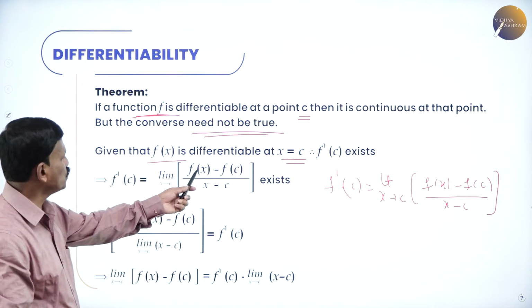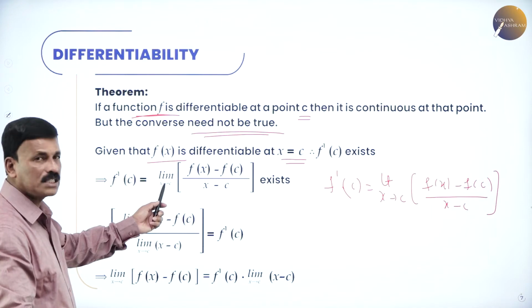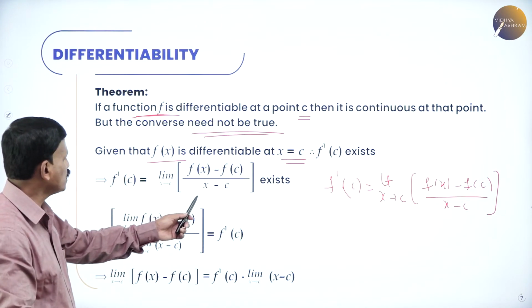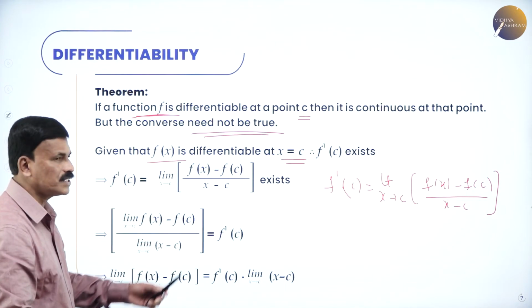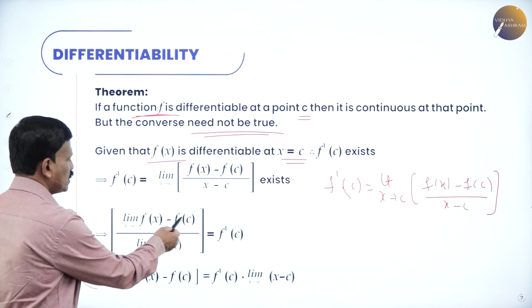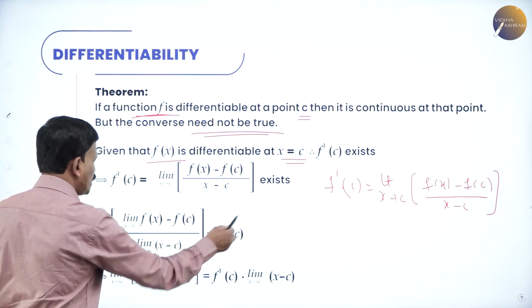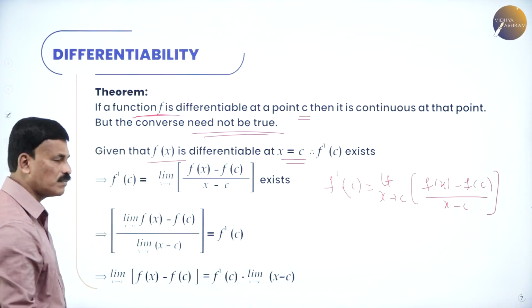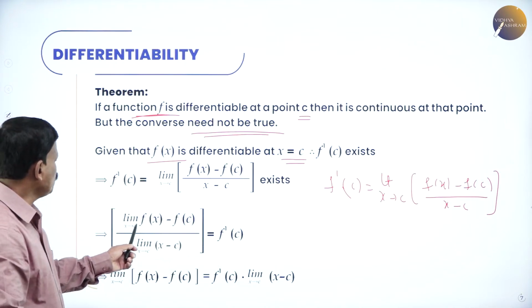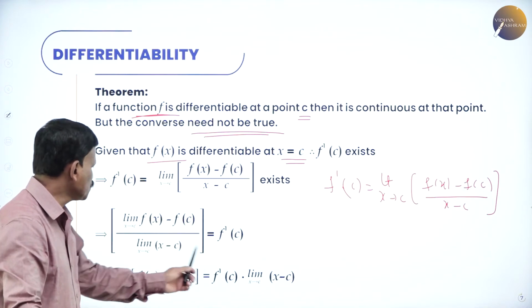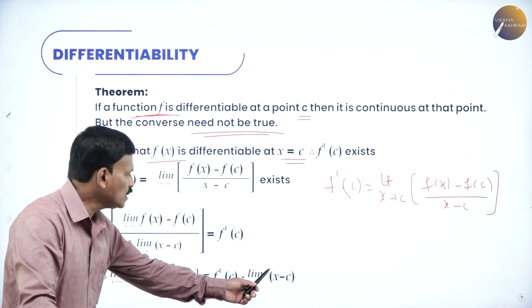Applying the limit for both numerator and denominator, this becomes limit f of x minus f of c divided by limit of x minus c, which is equal to f dash of c. Now just cross multiply this. Therefore, limit f of x minus f of c is equal to f dash of c into limit x tends to c of x minus c. Cross multiply.